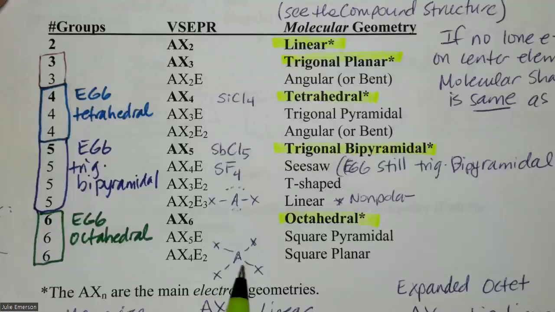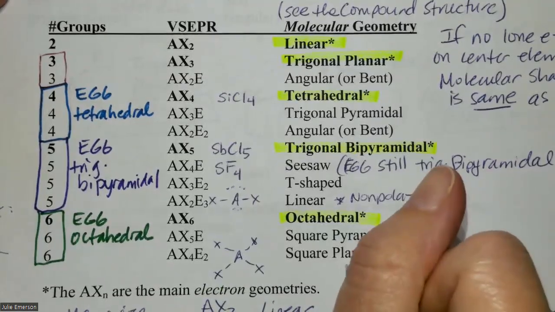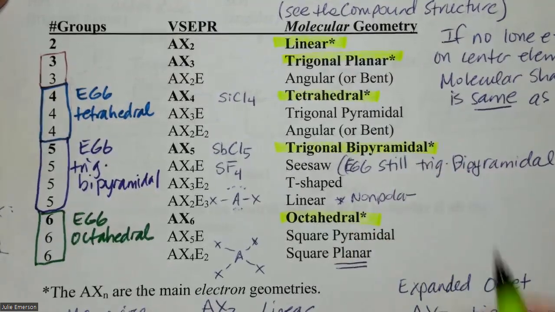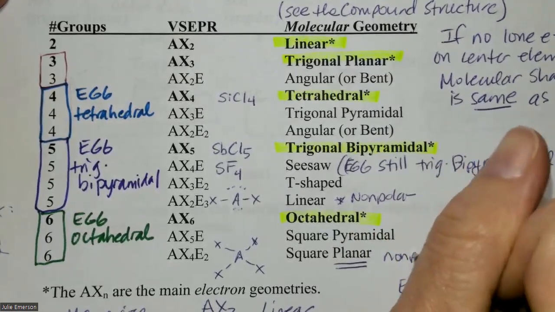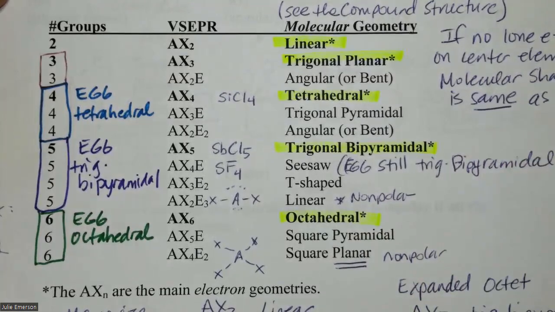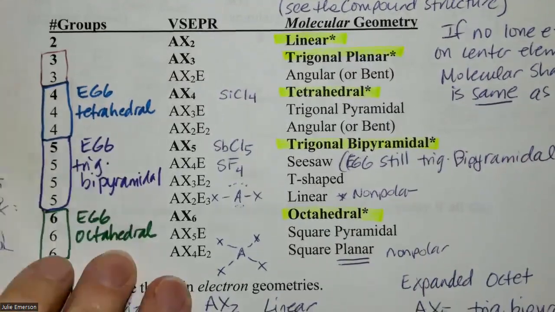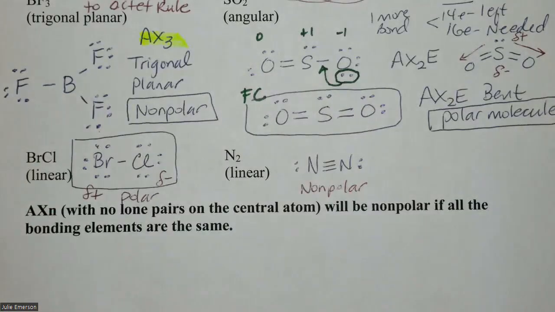You'd have a lone pair on the top of it, lone pair on the bottom of the center element. But the idea is it kind of makes sense because it's in the plane. That could also be nonpolar. Those are the two exceptions. So I'm going to write that over here, back where we were.